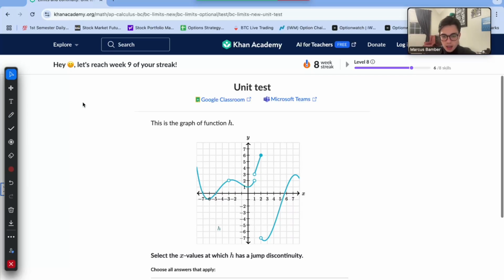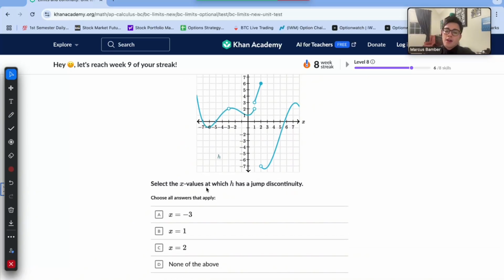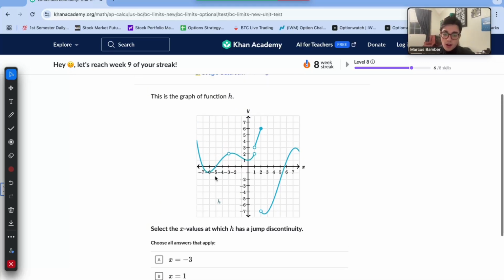But let's go ahead and get started immediately. We're going to find the x values at which h has a jump discontinuity. So the function h, we have the graph right here. All we need to know is that a jump discontinuity is when the function has a gap or it jumps between y values. We can actually see that happen twice.